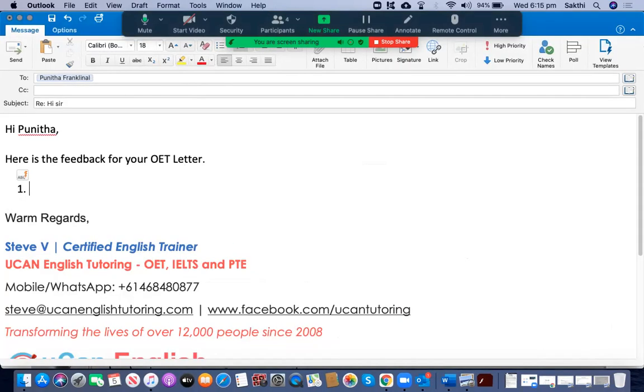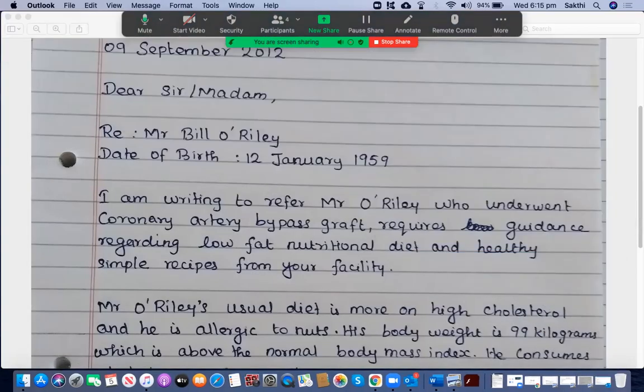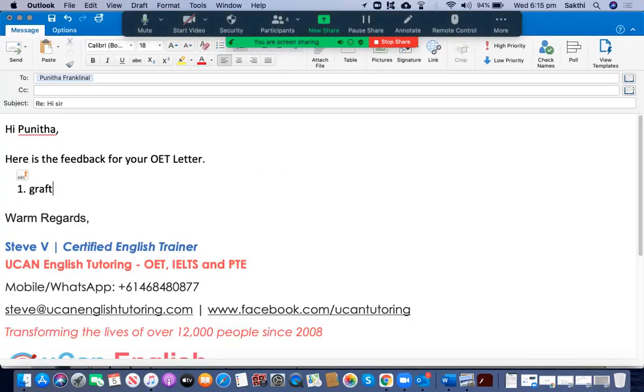If you feel that you have committed a mistake, or if you don't have enough confidence, it's better to split it into two sentences. You could have put a full stop here, and then you should have started by saying he requires guidance regarding low-fat nutritional diet and healthy simple recipes from your facility. That's fine. So this one is incorrect: graft, comma, requires. What you should have done is put a full stop and then say he requires.